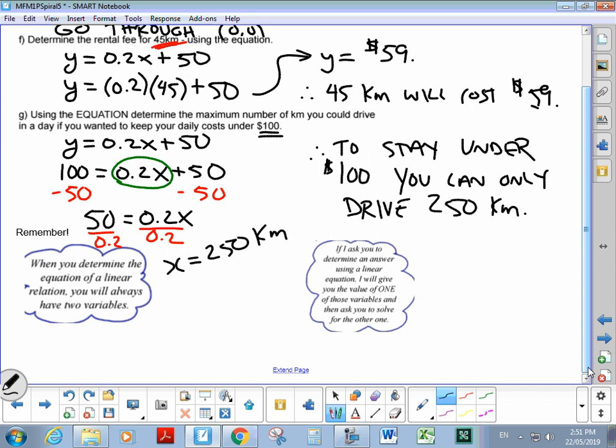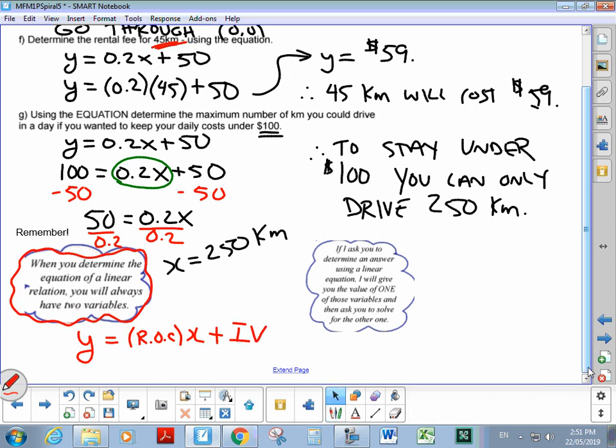A couple of reminders here. When you determine the equation of a linear relation, you're always going to have two variables. Looking at this little bubble right here, you're always going to have y equals rate of change as a number, times x, plus your initial value. This is going to be a number, and this is going to be a number, so you end up with a y and an x term. You're always going to end up with two variables.